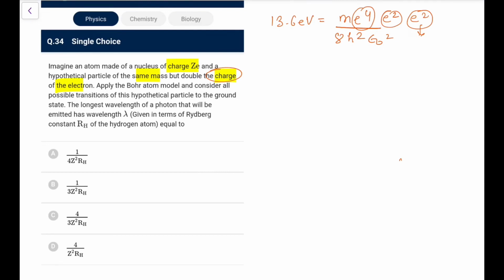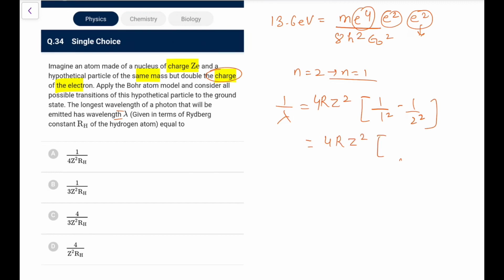So for the ground state, maximum wavelength means n equals 2 to n equals 1. So I can directly write, using the Rydberg formula, 1 by lambda is what we typically write as R Z square. Here I will put the factor 4 also because of that. So that would be 4 R Z square times 1 upon 1 square minus 1 upon 2 square. So just remember this. If you don't remember this, it becomes really tough to solve. Now this is 4 R Z square, and this gives 3 by 4. This 4 and 4 get cancelled. So lambda would be 1 upon 3 Z square R, the Rydberg constant RH, whatever you write. So this is option B.